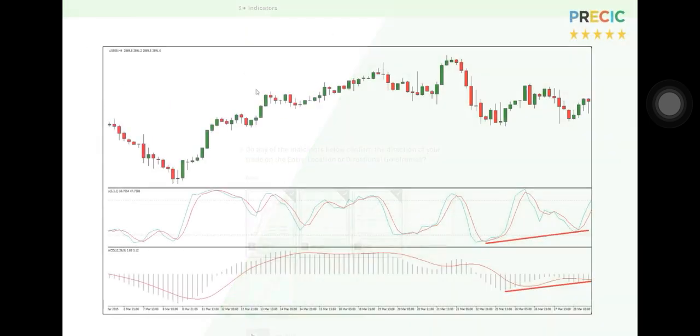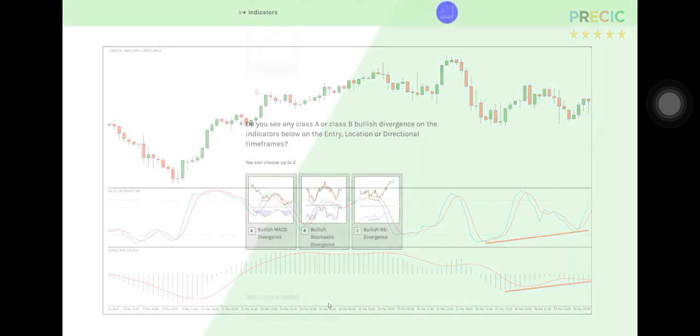The next question asks us if there are any divergences on the indicators working in the trade's favor. We only have to look at the 4-hour chart to see that we have a clear bullish divergence on both the MACD and the stochastics indicators, so we can click on both icons. We are only limited to 2 divergences here, so we can proceed to the next question.